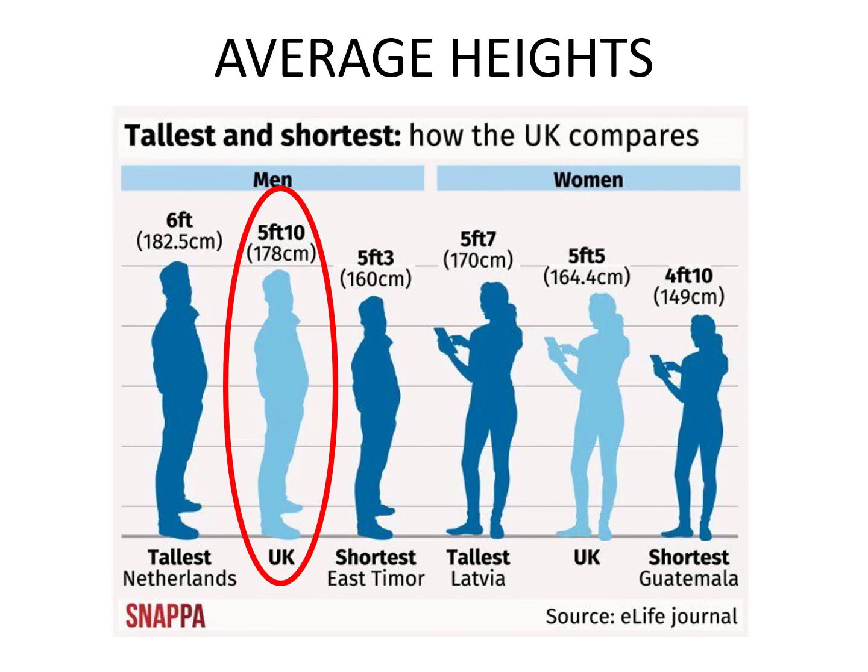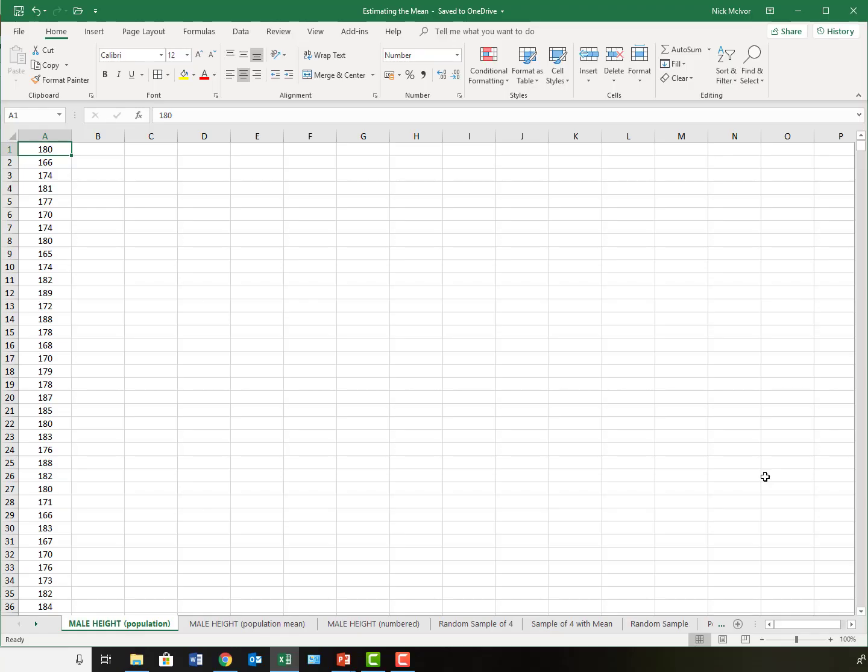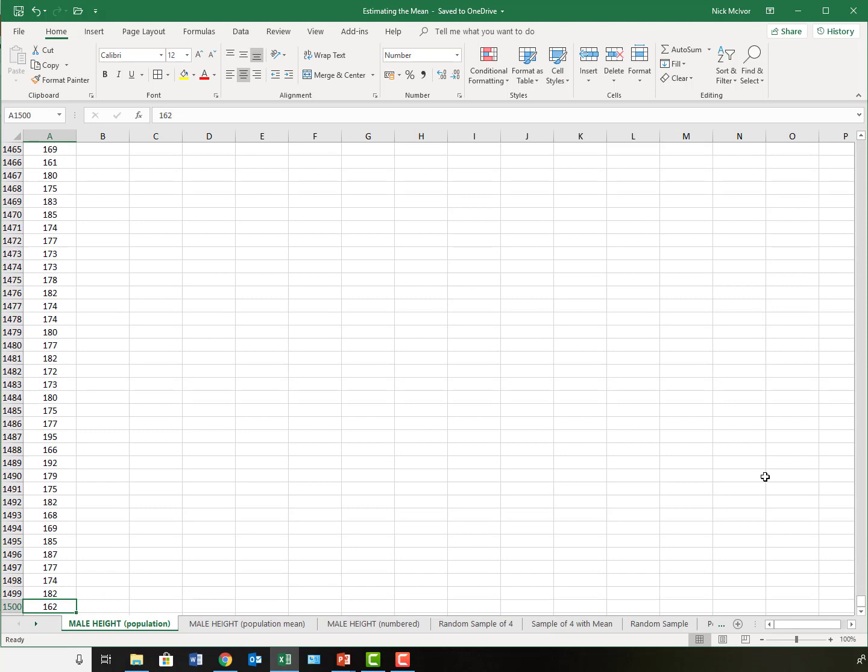And to do that, we're going to look back at our fictional town of Specialtown, which appeared in one of my earlier videos on sampling and statistics. What's special about Specialtown is that it has a population of 3,000, comprising precisely 1,500 men and 1,500 women. Here is my complete dataset for male heights in Specialtown. The first person on my list has a height of 180 centimetres, and if I scroll all the way down to the bottom, you can see the last person on my list has a height of 162.